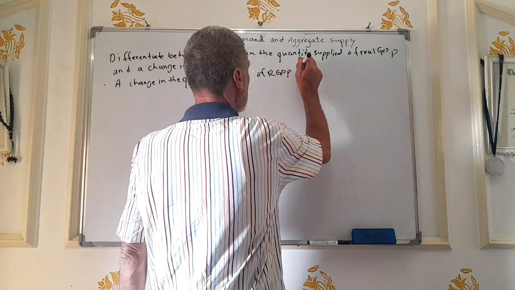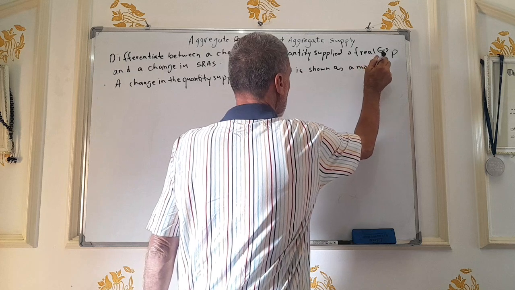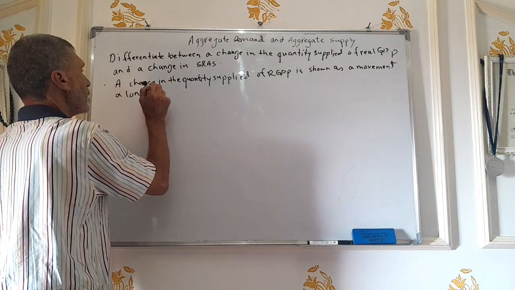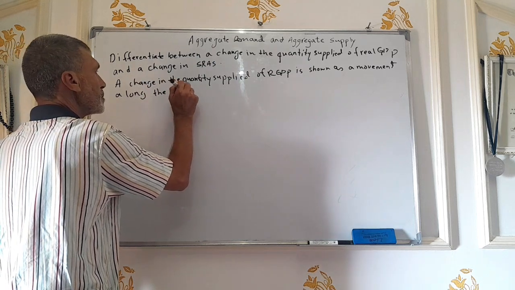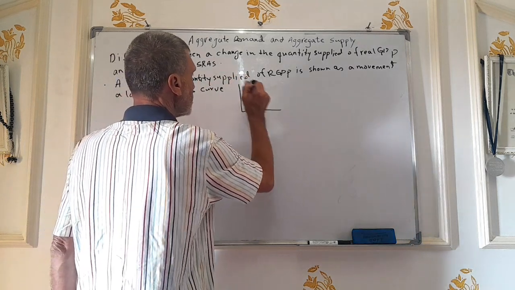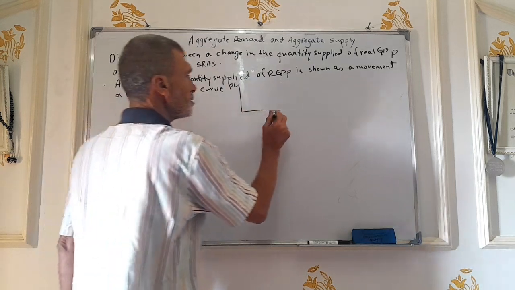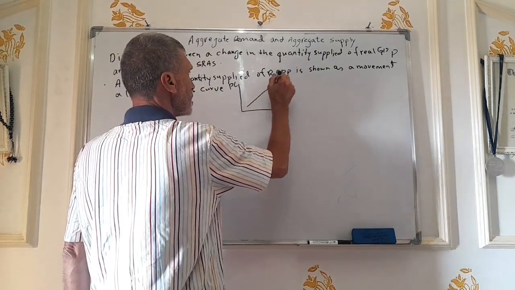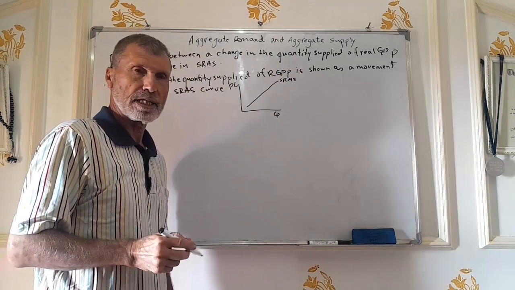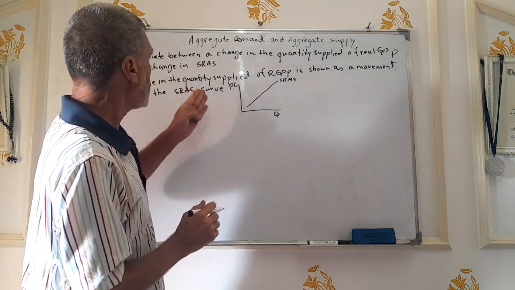So it's shown as a movement along the short-run aggregate supply curve. That's what you get here. This is the price level. This is the real GDP here, and this is, of course, the short-run aggregate supply. It is of course upward sloping, as we showed before.